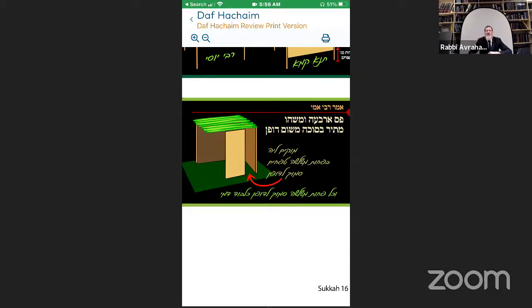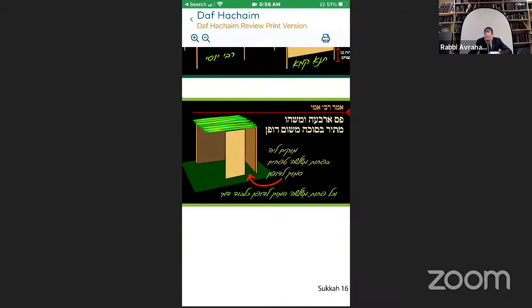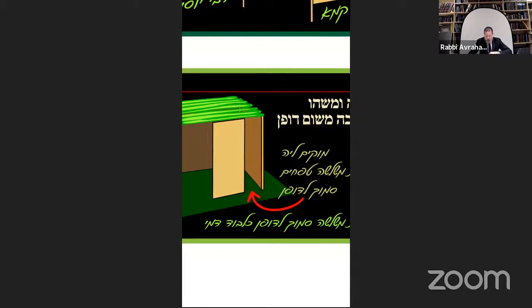And here also we said the same concept, that you really don't even need a 7 tefach third wall. You only need to have a halachic 7 tefach third wall. How do you do that? As long as the pas, the board, we're not focusing on the height, we're focusing on the width, is going to be 4 tefach and a bit, not the full 7. It's also going to be matir b'sukkah mishum doifen.